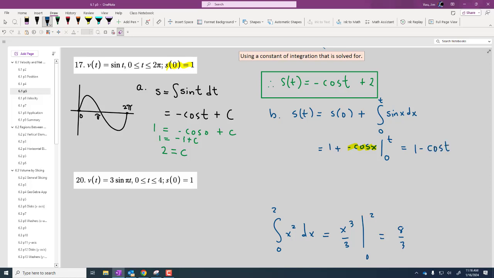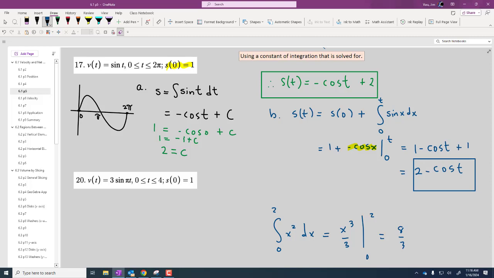That's the upper limit of integration plugged in. Minus the antiderivative evaluated at the lower. So minus of minus is plus cosine of 0, and cosine of 0 is 1. So this will give us 2 minus cosine of t. And of course, you better get the same thing, which we do.